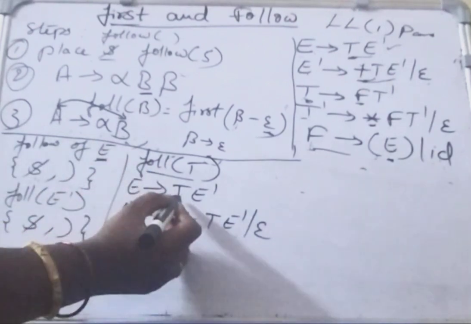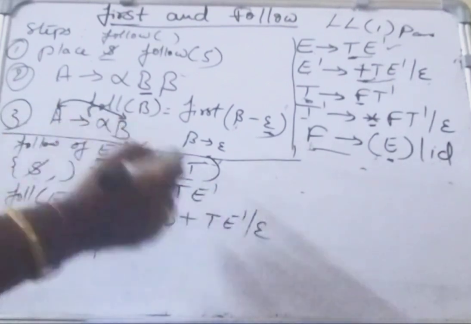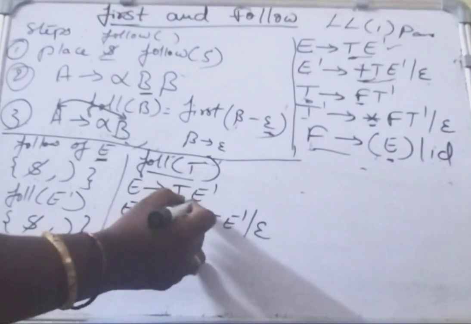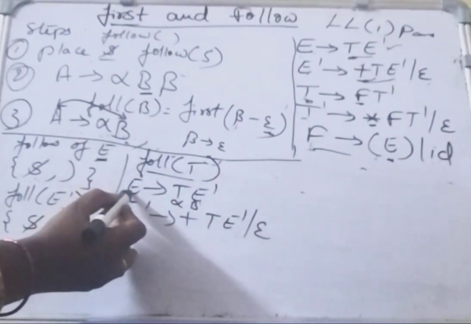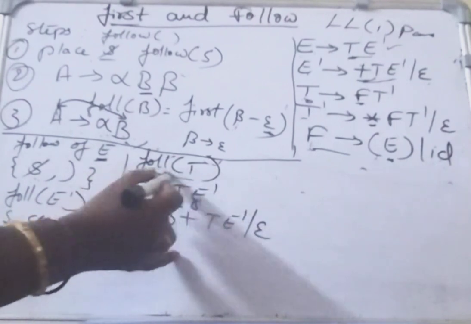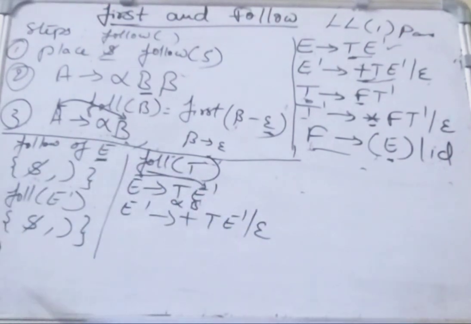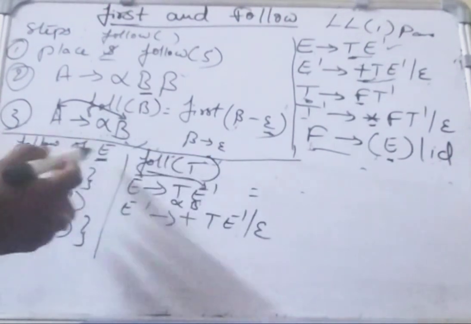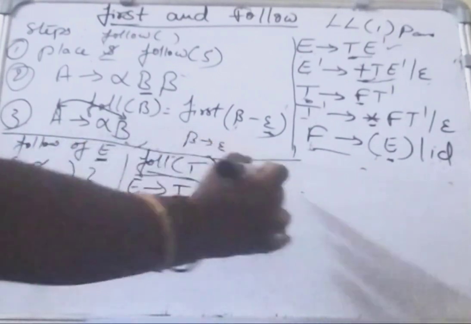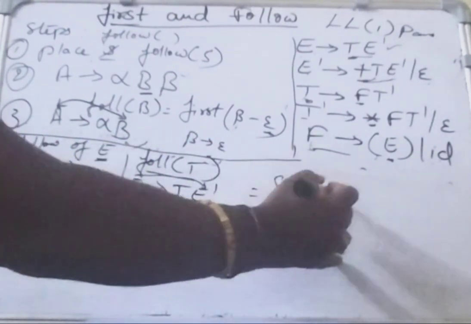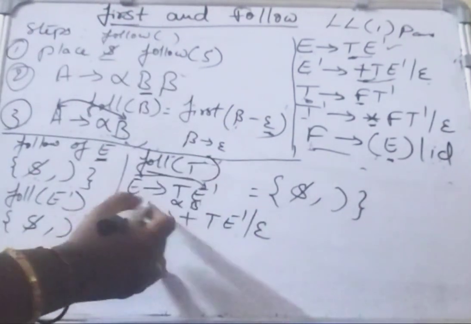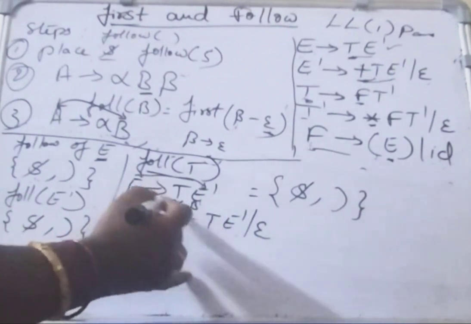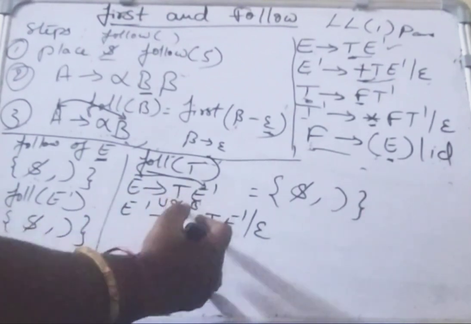Now if you see, it is of the form third rule, A derives alpha B. Follow of E dash is nothing but whichever is there in follow of E, that same thing should be copied to follow of E dash. So what is follow of E? Follow of E is dollar and greater than symbol. So add the dollar and greater than symbol to follow of T. Okay. Next, for the next production, you have to take the union of this one.